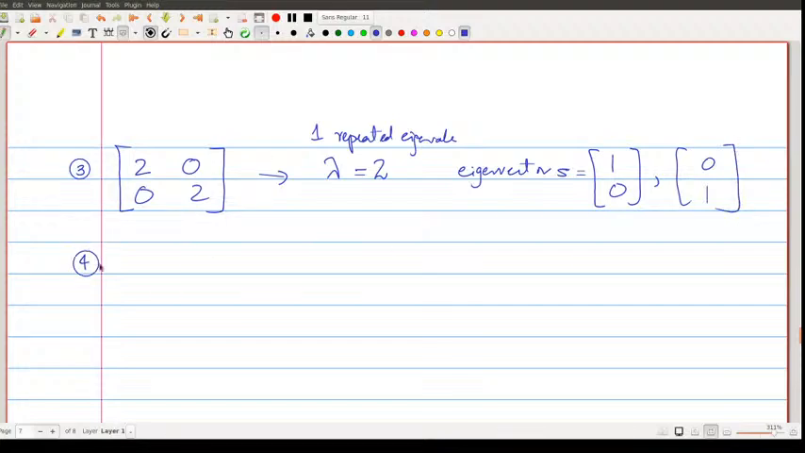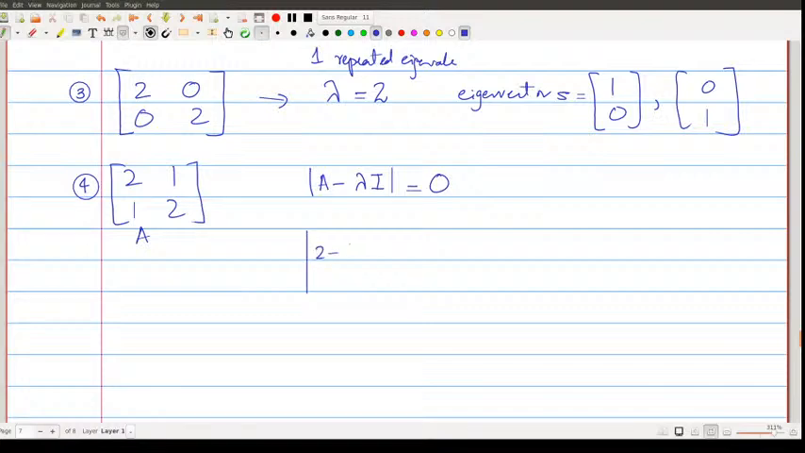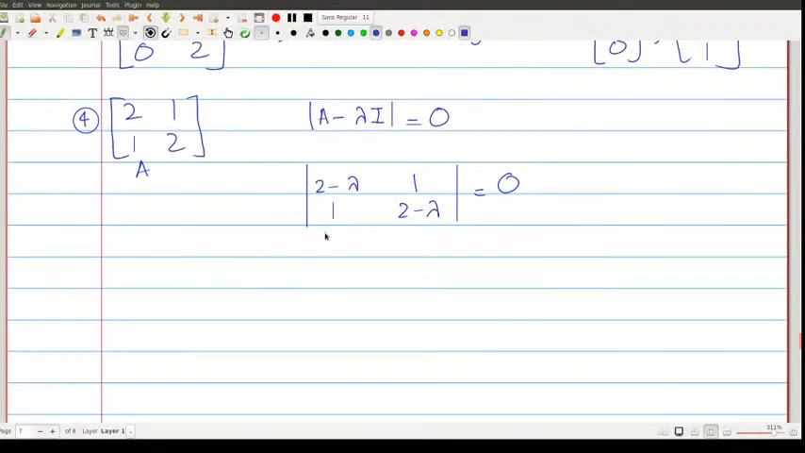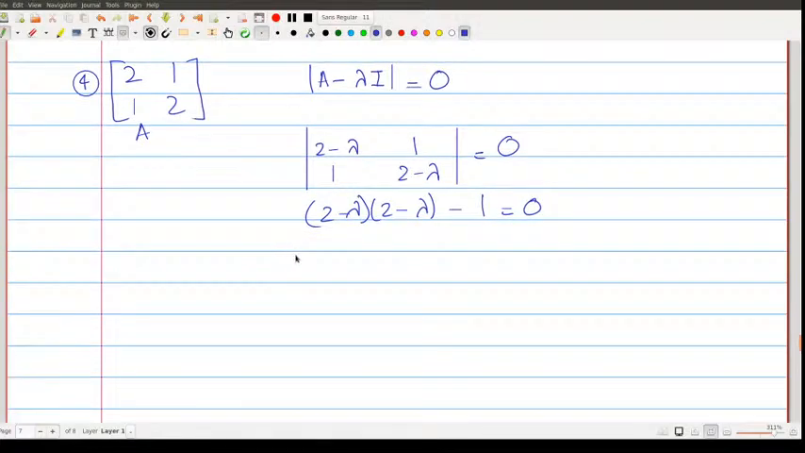Simple case. I'm going to try [[2, 1], [1, 2]]. Okay, so this is A. I want to do determinant of A minus lambda I equals 0. So that's 2 minus lambda, 1, 1, 2 minus lambda equals 0. How do we compute the determinant? It's going to be (2 minus lambda) times (2 minus lambda) minus 1 equals 0.